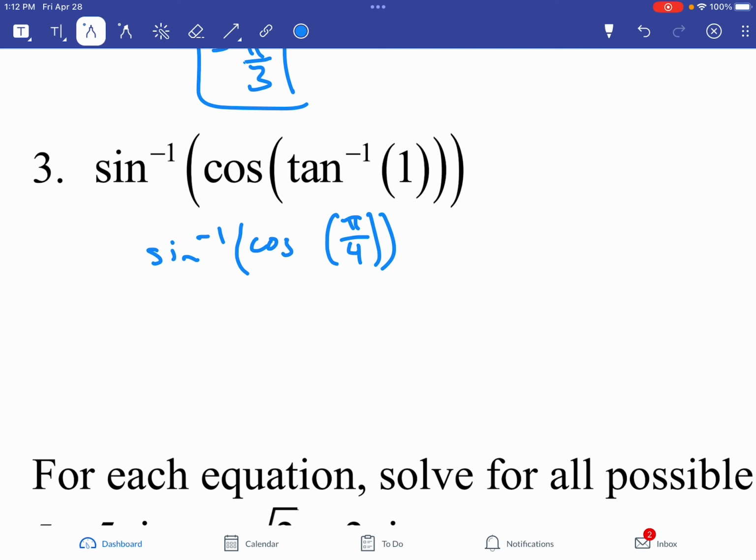Okay, next, the cosine of pi over 4 is the x term, which is root 2 over 2. And now the inverse sine of root 2 over 2, again, we're looking for only the right side of the unit circle because it's the inverse sine, and that would be at pi over 4.